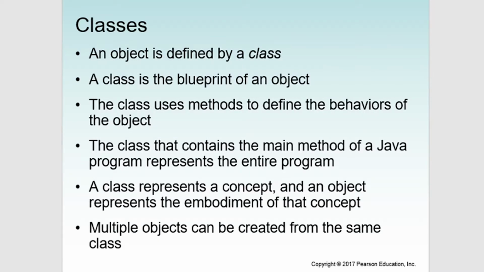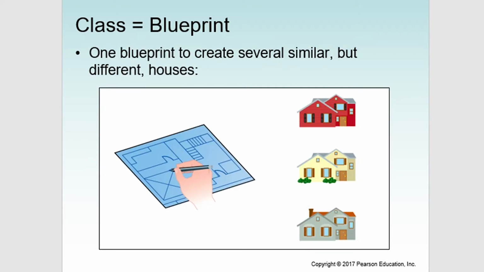An object is defined by a class. A class is the blueprint of an object. A class uses methods to define behaviors of an object. The class that contains the main method of a Java program itself represents the entire program. The class represents a concept, and the object represents the embodiment of that concept. Multiple objects can be created for the same class. A class is a blueprint, one blueprint to create several similar but different houses.